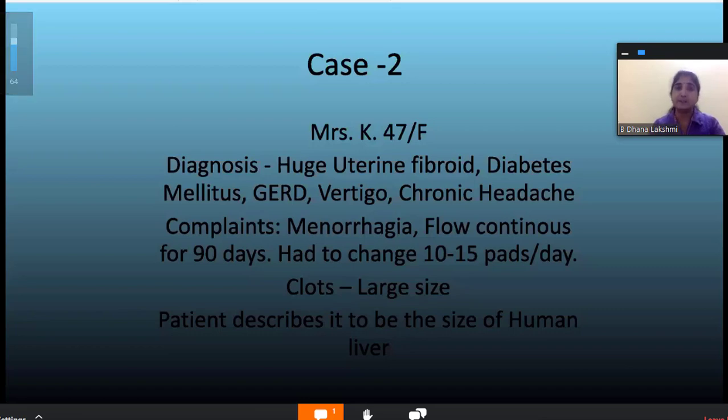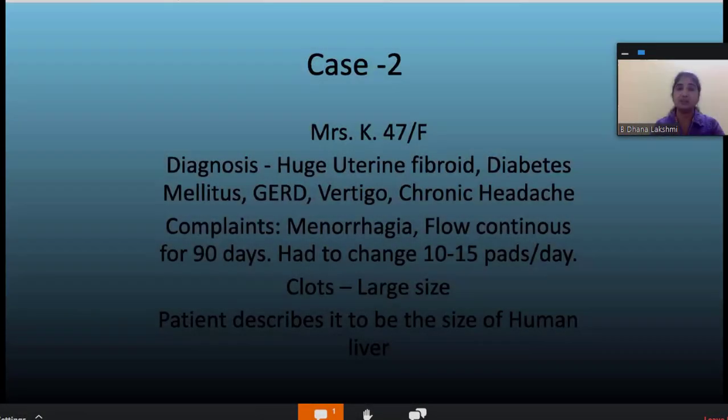But this lady came from the hospital with urgent advice for undergoing a hysterectomy because she was having menorrhagia for 90 days and her Hb level fell to 5.8. She was transfused blood and given hemostatics, but her bleeding was not stopping. She was advised an emergency hysterectomy. Someone had told her about me, and she turned up. The way she described it was really horrifying.